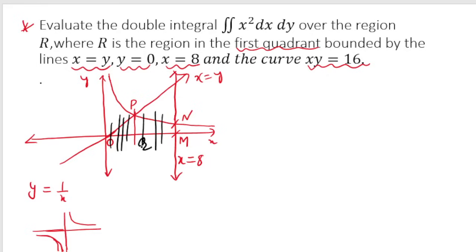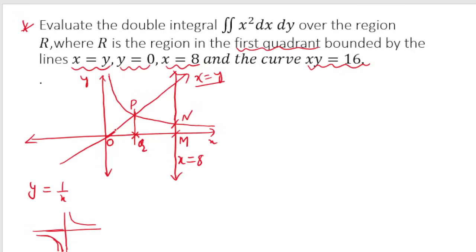Let me change this color also. I am calling the coordinate of this point Q. Did you notice one thing, that if you are drawing any vertical line to the left of Q and to the right of origin, it is starting at the x-axis but going up to the line x is equal to y. But if you take any line to the right of Q, it is starting at the x-axis but going up to the curve xy is equal to 16. So one strip will not be sufficient here, and this is the main concept that I wanted to highlight through this problem.